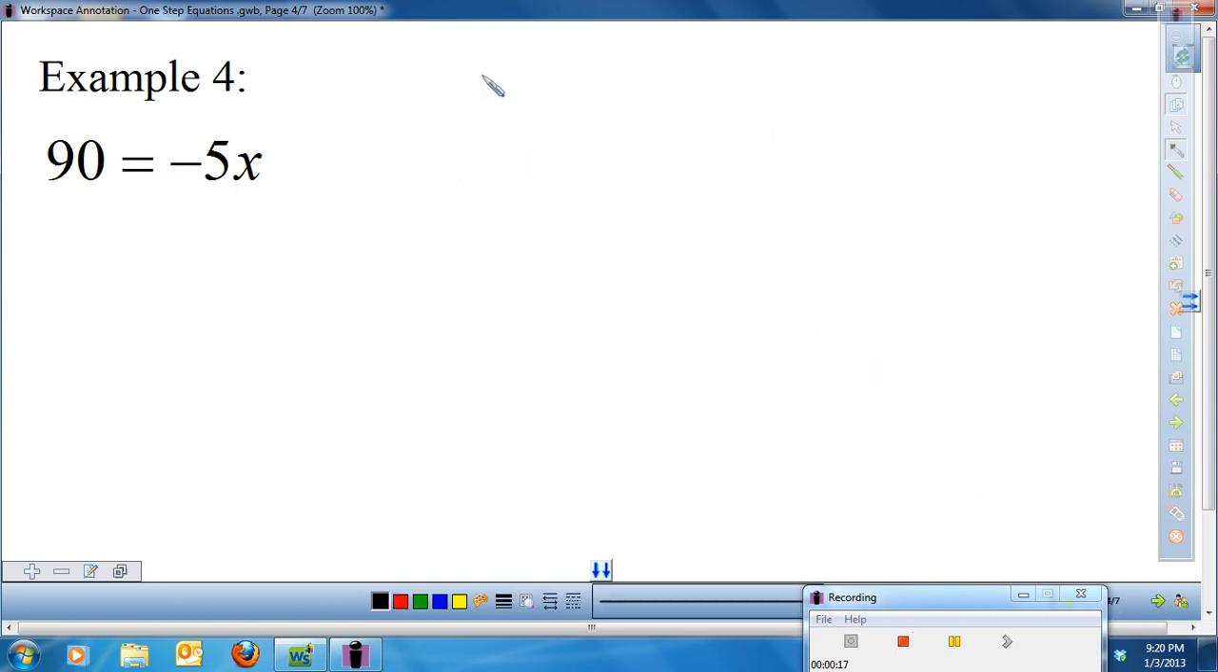Alright, let's do another example. I'm going to create my box to help me organize my work. Put my line down my equal sign. I'm going to ask myself, what's happening to x? Now when a number, this is called a coefficient, touches a variable like this, what's happening between these two numbers is multiplication. So this is actually saying negative 5 times something, our x is something, equals 90. So what's happening to x is that it's being multiplied by negative 5.